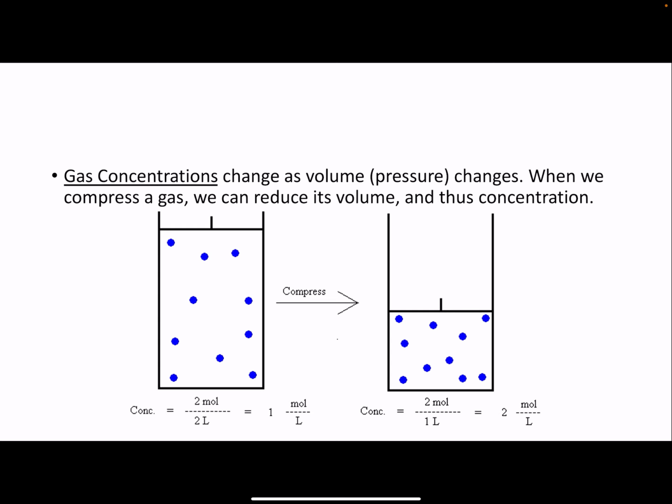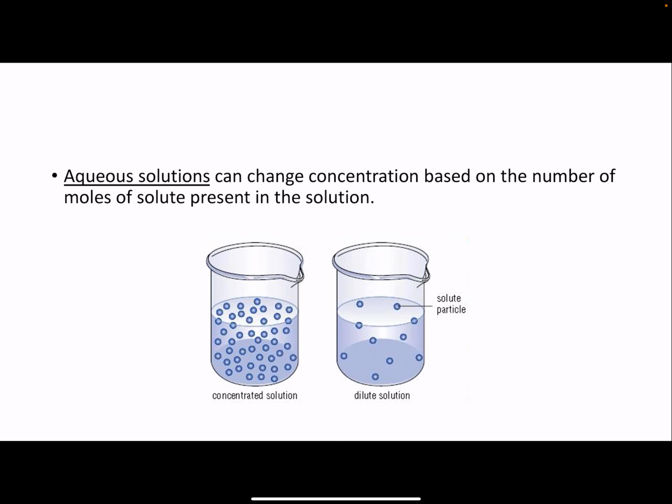For a gas, you can change its volume through compression. If you halve the volume, you double the concentration. The reason for that is there's less space for those particles to occupy, so they become more concentrated. So this shows that a gas's concentration can change. An aqueous solution's concentration can change based on the number of solute particles in the solution. More solute or less solvent results in a concentrated solution. Lower amounts of solute result in a dilute concentration.